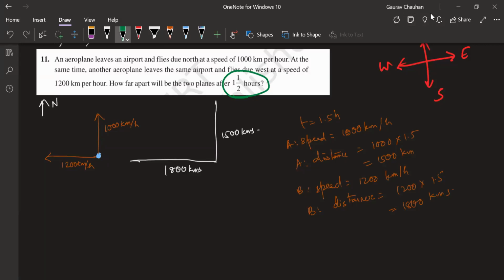From where? From the airport. Let's call X the airport. From here they have traveled. Plane A has reached point Y and plane B has reached point Z. They are asking us how far apart will the two planes be? The distance between the two planes is how? Which line segment will be the distance between the two planes?